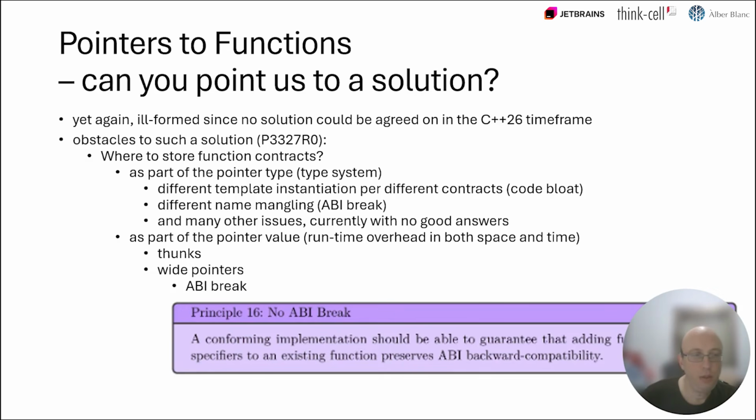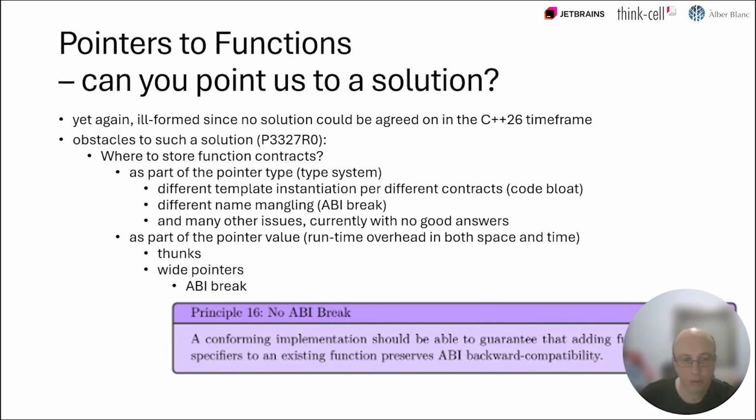So here are some of the issues we encountered that led to this decision. First and foremost, we need to decide if we want to have contracts on pointers to functions. We need to decide where we store them. There are two main choices. The first option is to store them as part of the pointer type. So any contract we apply to that pointer to function becomes part of the type of that pointer to function.